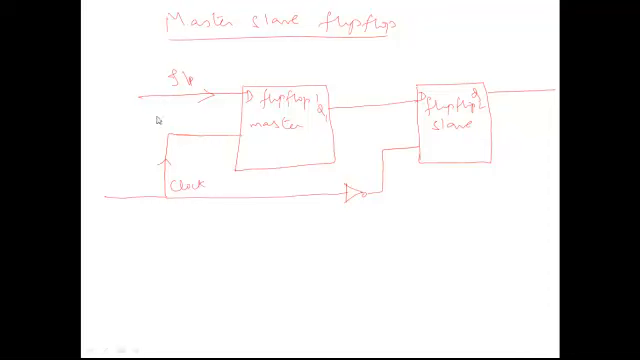Here we are giving the direct input only to the master. The output of the master is connected to the slave, and we are taking the output from the slave only. To understand this, let me draw the timing diagram. Say our clock pulse is like this. Say, for example, my D input is like this, this is the D input.